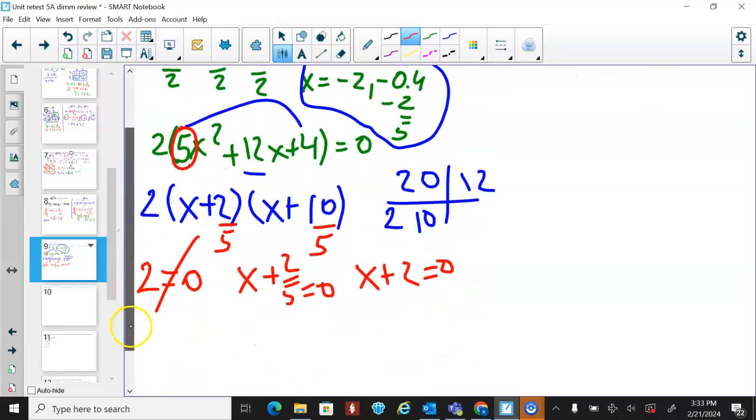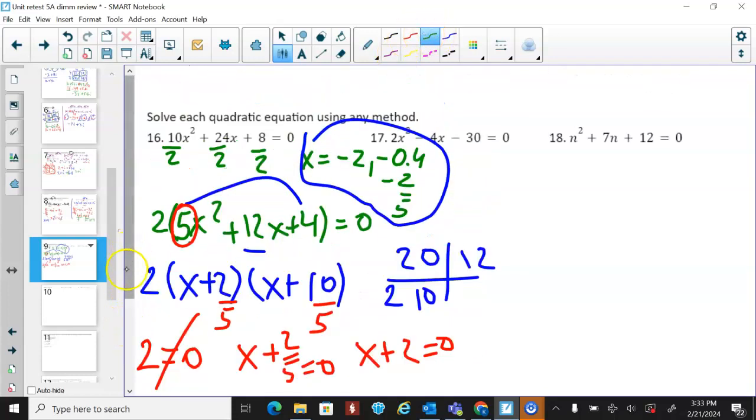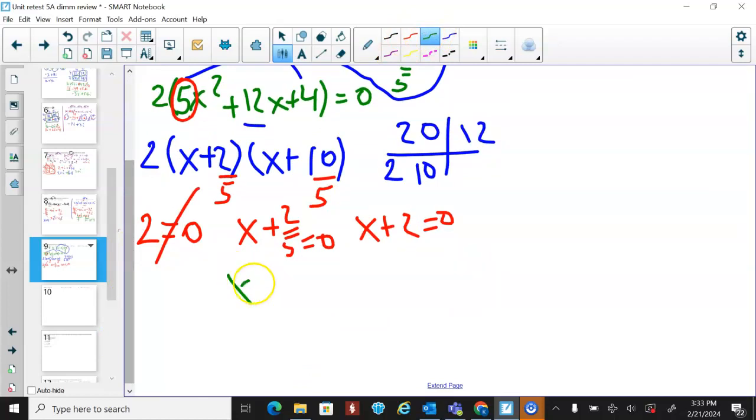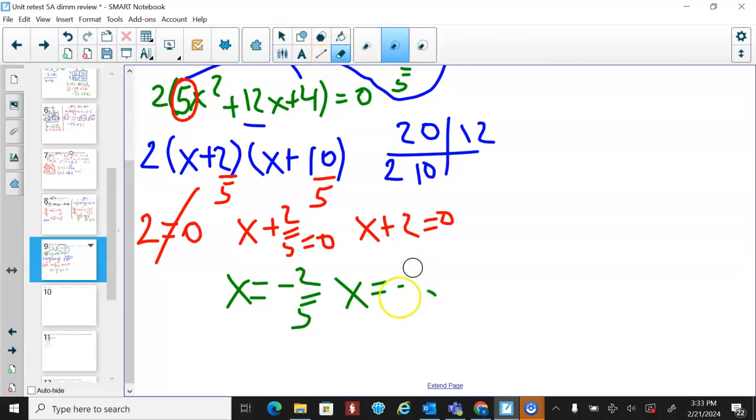Now when I set them equal to 0, x will equal -2/5, and x will equal -2. It's exactly what matches Desmos, right? Because -0.4 is -2/5. All right? So if you need to write it down, pause the video because I'm going to erase it.